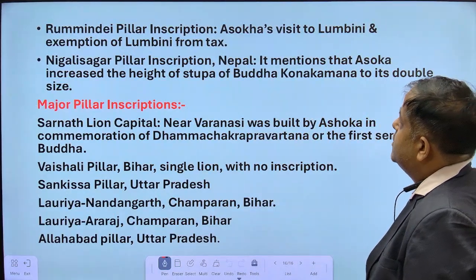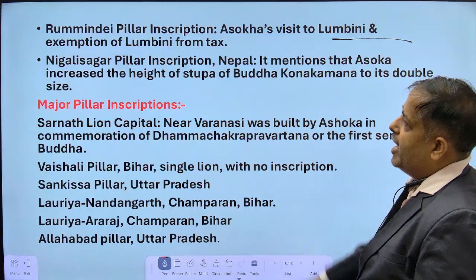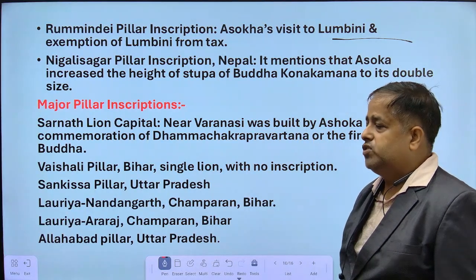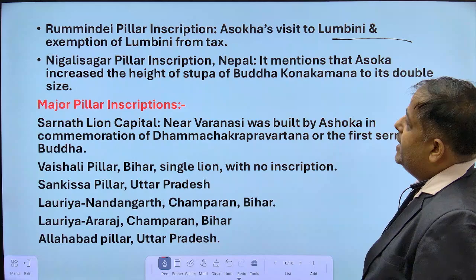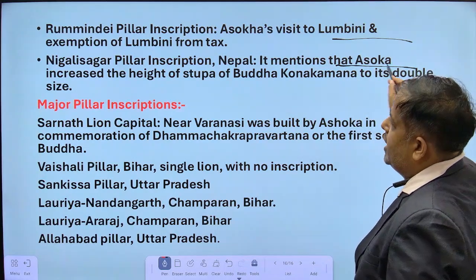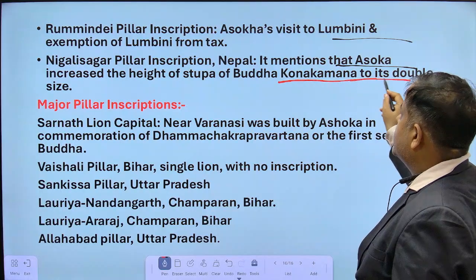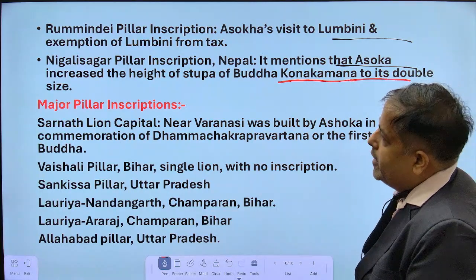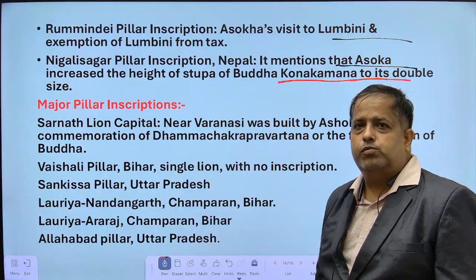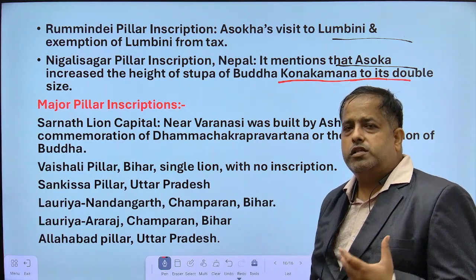The Rummindei pillar inscription, Ashoka's visit to Lumbini, talks about the exemption of Lumbini from tax. So this inscription is very important for you. Okay, the Nigali Sagar pillar inscription, Nepal, mentions that Ashoka increased the height of the stupa of Buddha Konakamana to double its size. Okay, so, beta, these are current topics which are also mentioned by the UPSC, and sometimes this kind of question also arrives.